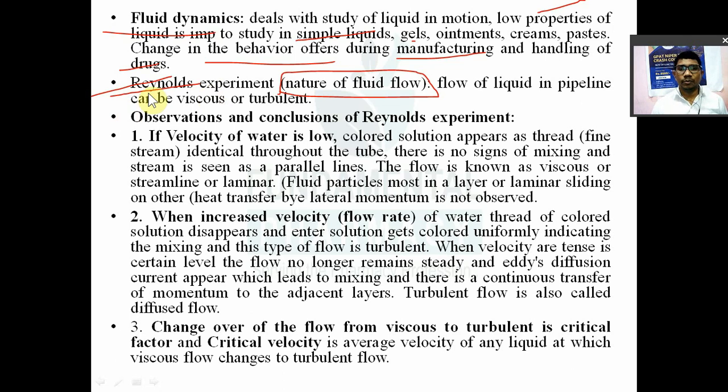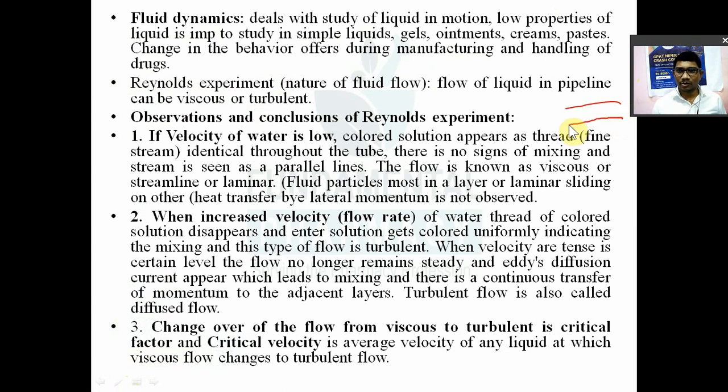Flow of liquid in a pipeline can be considered as viscous or turbulent. Suppose you have a closed pipeline, and liquid is flowing through that pipeline or column. There are two types of flow: there might be either viscous flow or turbulent flow. Reynolds observed certain conclusions through the above experiment. The diagram I showed you earlier, by doing that experiment Reynolds observed certain conclusions. So, conclusions of the Reynolds experiment.